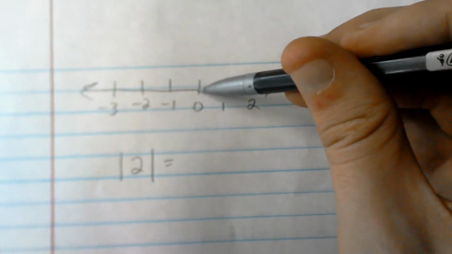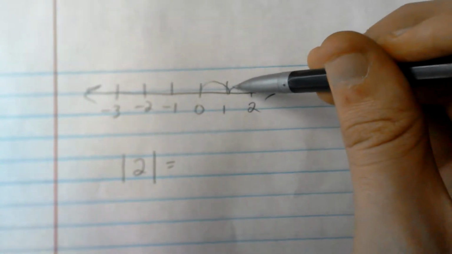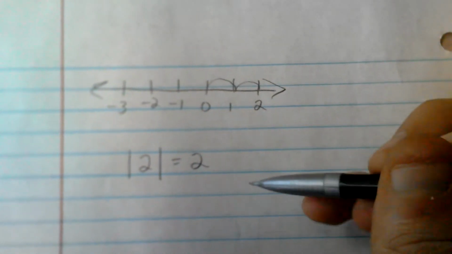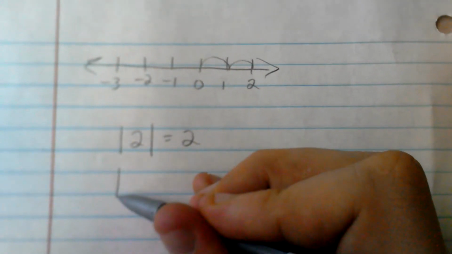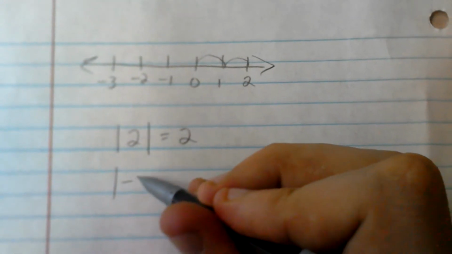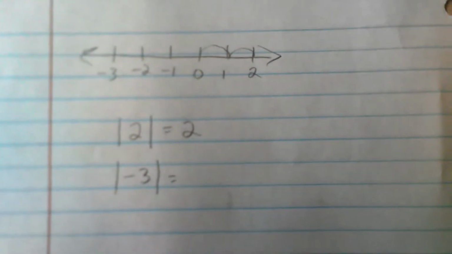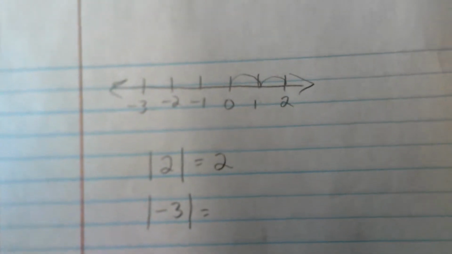So if I were to start at 0, 1, 2. Absolute value of 2 is 2. Now on the opposite side of that, I have the absolute value of negative 3. Once again, figuring out how far away negative 3 is from 0.